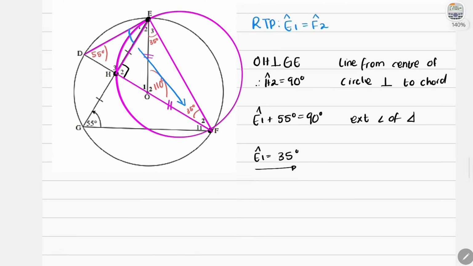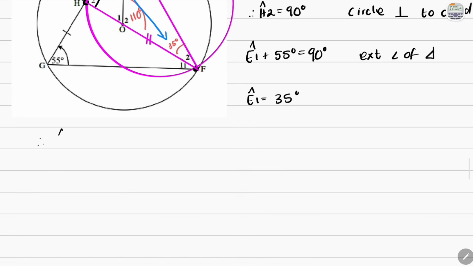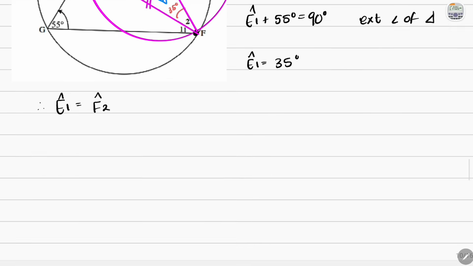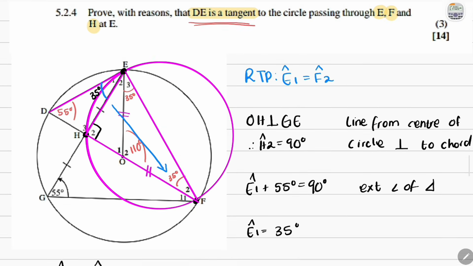And this is our answer. Okay, so we can see that angle E1 really is equal to 35 degrees. And so because we can see that angle E1 is equal to angle F2, this proves the theorem which states that the angle between a tangent and a chord is equal to the angle at the circumference subtended by that same chord. And so because that theorem is true, it means that this line DE really is a tangent.